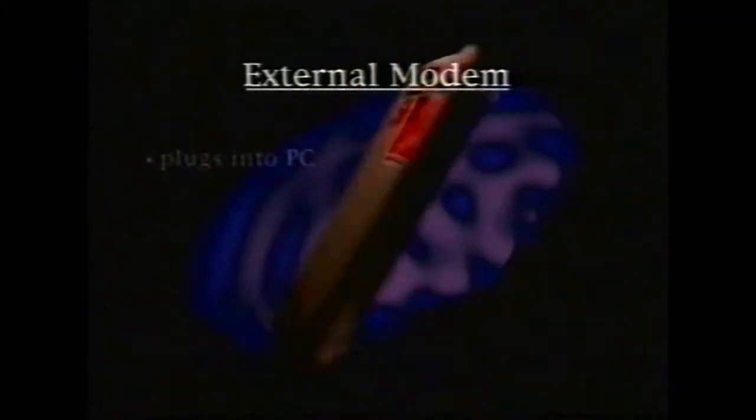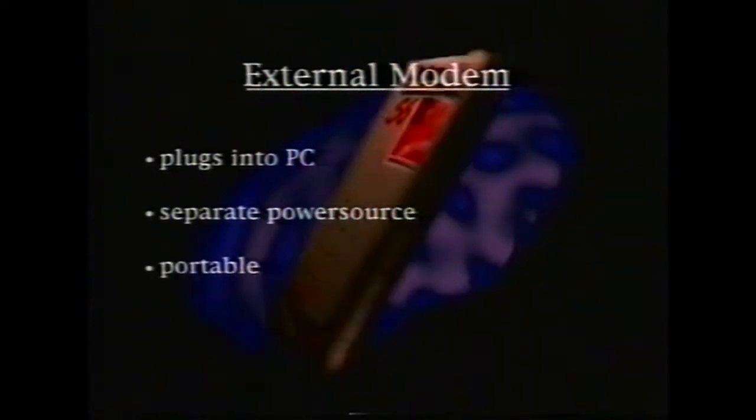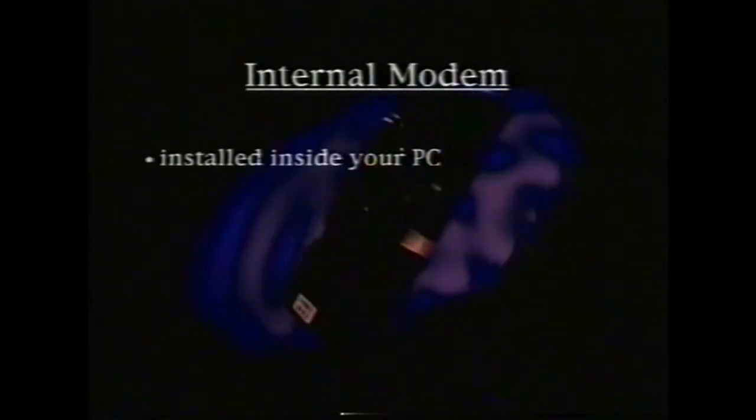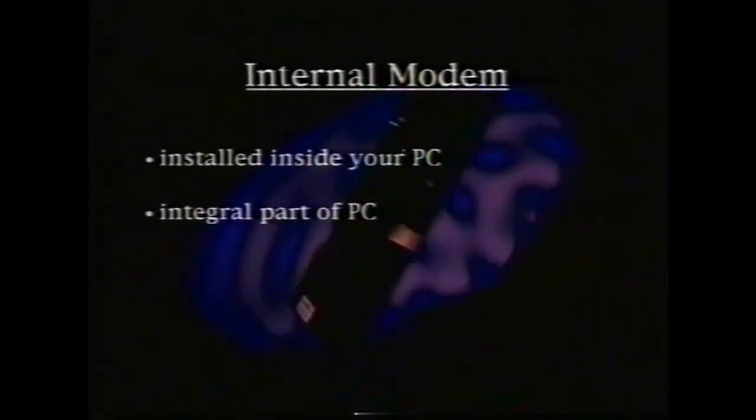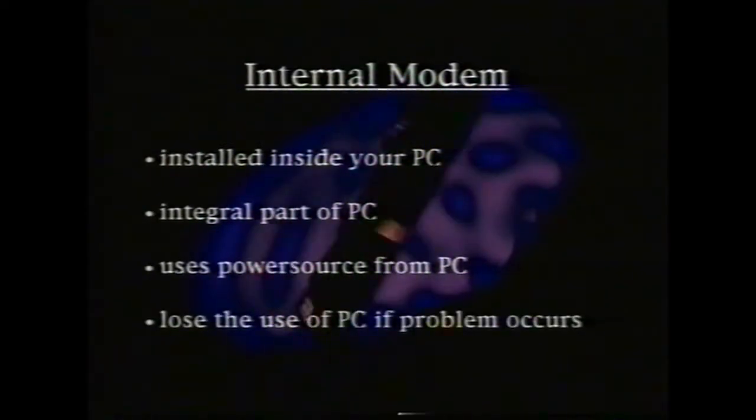There are three types of modem. The external modem is the most common, and it plugs into your PC and into a power source. It has the advantages of being able to be moved between computers. An internal modem is fitted inside your PC, usually by the manufacturer. While it has the advantages of being an integral part of your PC and using the power source from the PC, its disadvantage is that it cannot be moved between PCs. And if a problem occurs with your modem, you lose the use of your PC while it is being repaired.